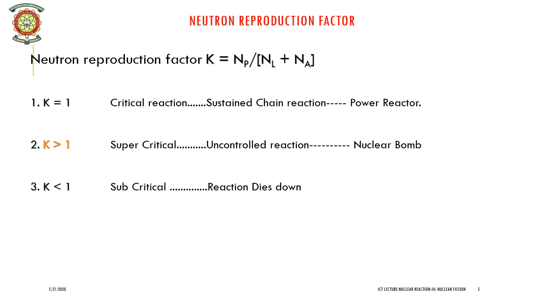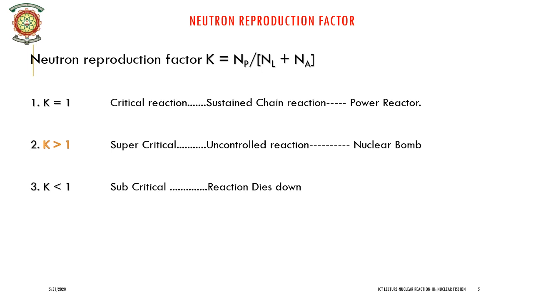Now, there are three possibilities. If K is equal to 1, the chain reaction will be sustained at a steady rate and is called critical chain reaction. This is the principle that is used in nuclear reactors. If, however, K is greater than 1, the chain reaction grows very rapidly and the reaction will become uncontrollable and explosive. This is the principle used in atomic bombs and is known as supercritical chain reaction.